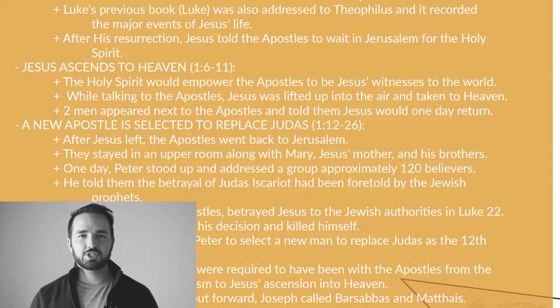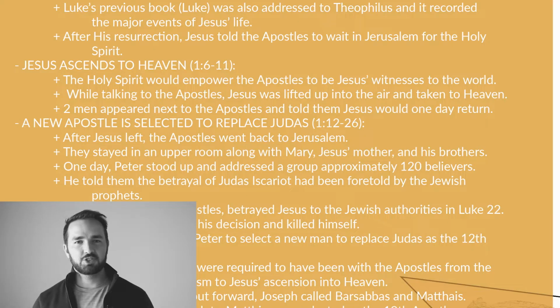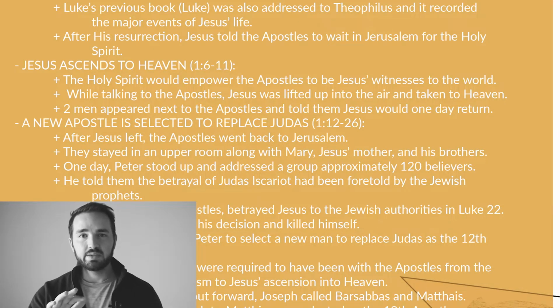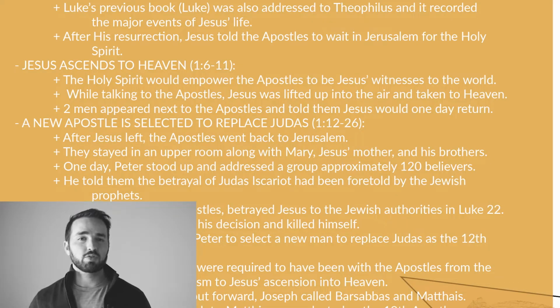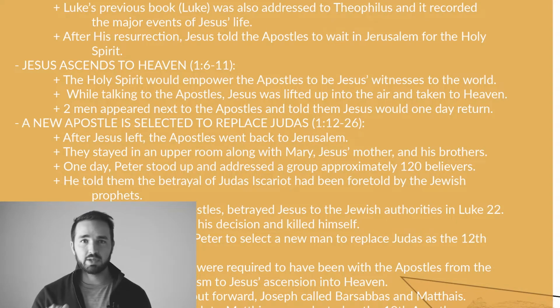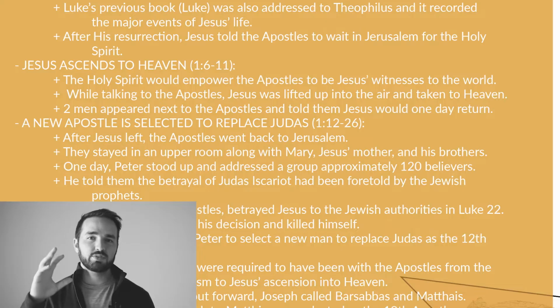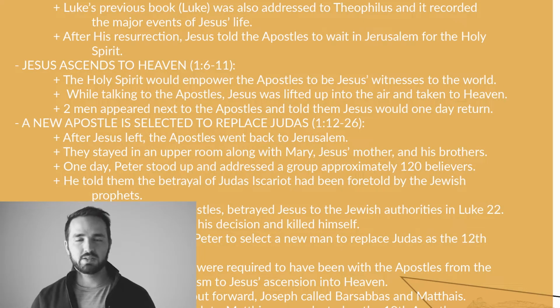And then in verses 6 through 11, we have the Ascension of Jesus. Jesus' work on earth as a man was completed. He was now going back to sit at the throne of God. And while he was talking to his apostles about the Holy Spirit coming and empowering them and how they would move forward in the early church, he was lifted up and taken out of their sight into the clouds.